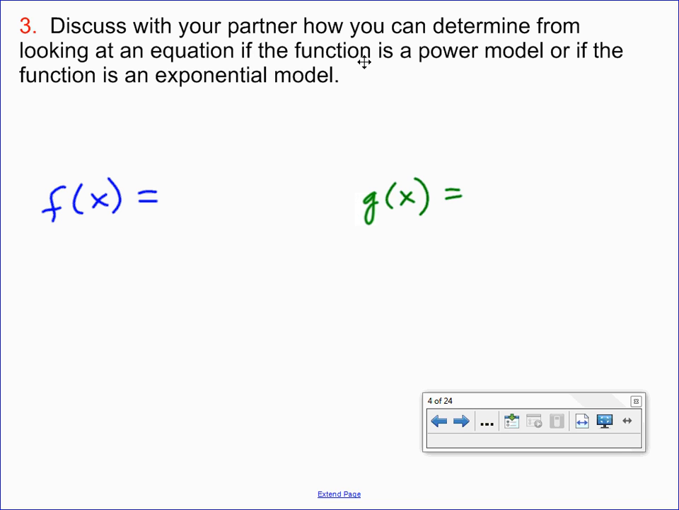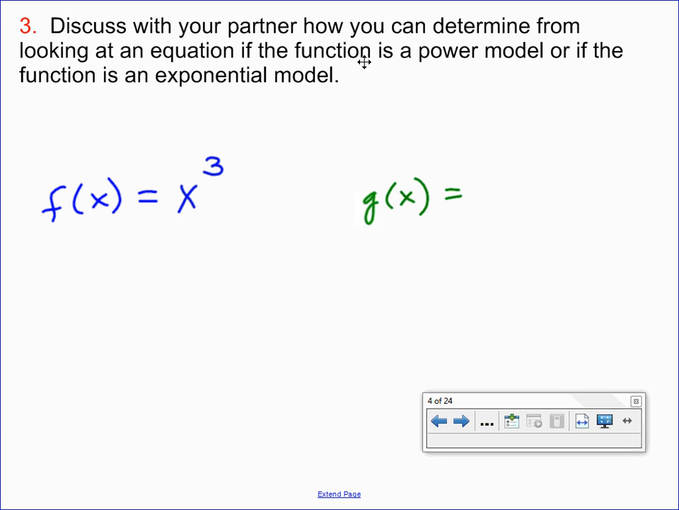And so if we consider a power model, like back in our Unit 1 parent functions, y equals x cubed is a power function, right? So f of x equals x cubed is a power function where my defining attribute is that my variable is the base and my exponent is the constant. Switch the position of those, and then you're dealing with an exponential function.